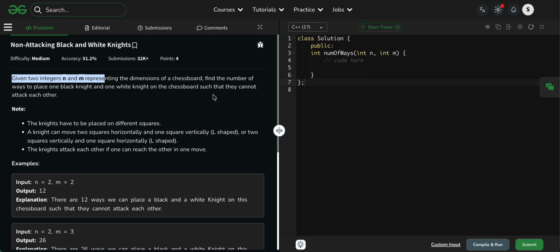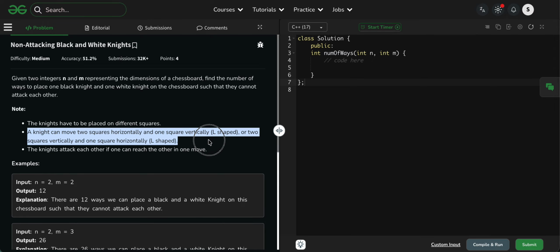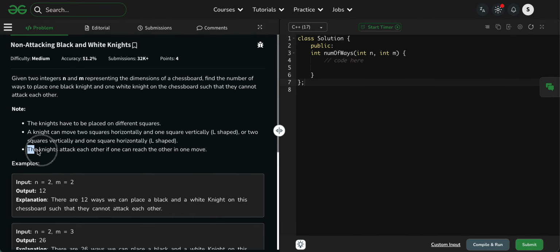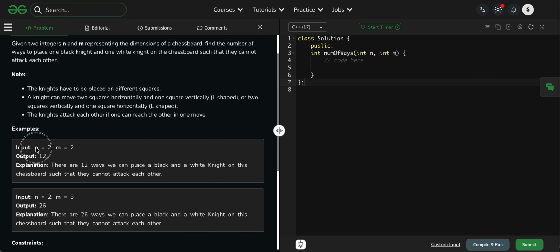The knights have to be placed on different places, right? A knight can move two squares horizontally and one square vertically, that means L-shaped, or two squares vertically and one square horizontally, also L-shaped. The knights attack each other if one can reach the other in one move. So the input is n equal to 2, m equal to 2, and the output is 12.